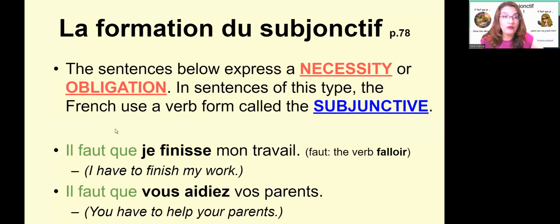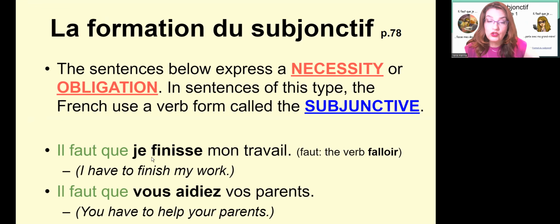Now, how do we form the subjunctive? La formation du subjonctif. The sentences below express a necessity, and here you can start filling out your lesson notes. So they express the necessity or obligation. In sentences of this type, the French use a verb form called the subjunctive. Here are right away some examples.